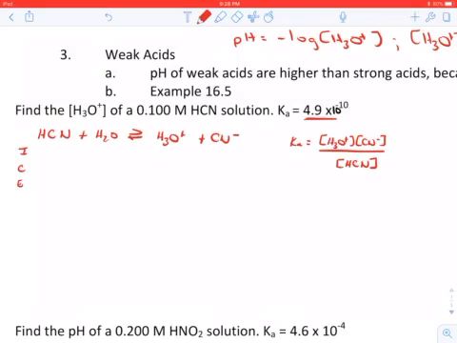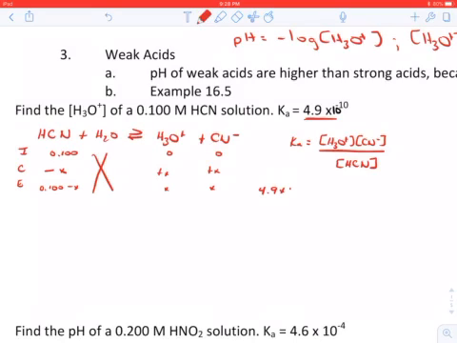Okay, so let's make an ICE chart. We've got our HCN initial concentration of 0.100. Water we are not concerned with. Our initial concentration of H3O+ and CN- is 0. Now finishing out our ICE chart: minus X, plus X, plus X. We're going to go 0.100 minus X, and that's going to be X and X. So now we're ready to plug this in.